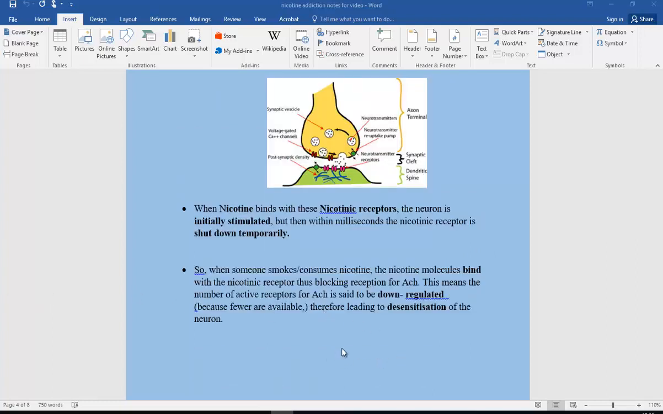So when somebody smokes or consumes nicotine, the nicotine molecules bind with the nicotinic receptor and block it for ACH. That means the number of active receptors for ACH is said to be down-regulated, meaning there are fewer available. And therefore that leads to something called desensitization of the neuron.